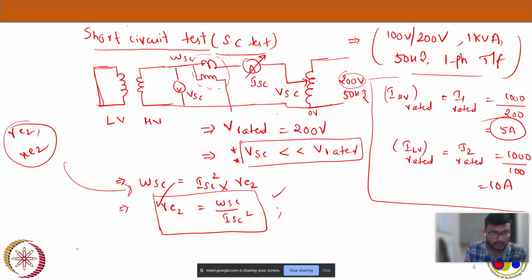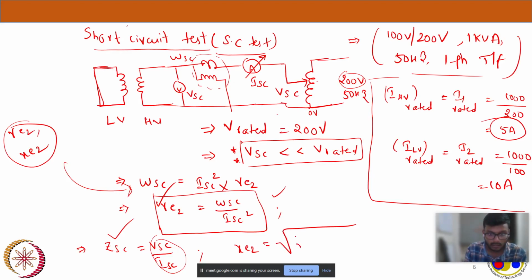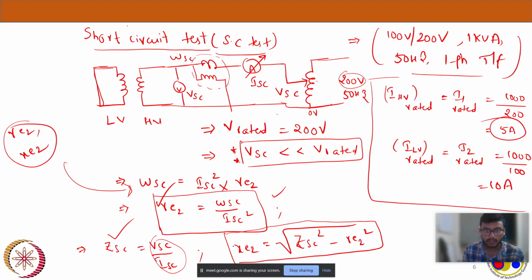For that, what I will calculate first is my total impedance seen by the supply, ZSC. It is nothing but VSC divided by ISC. These two are my voltmeter and ammeter readings. Now I got the ZSC. Now my XE2 will be the square root of ZSC square minus RE2 square. Right. So now I have got my XE2 as well as RE2.